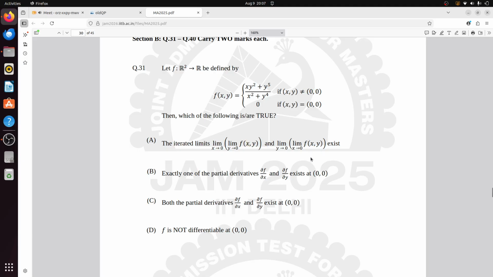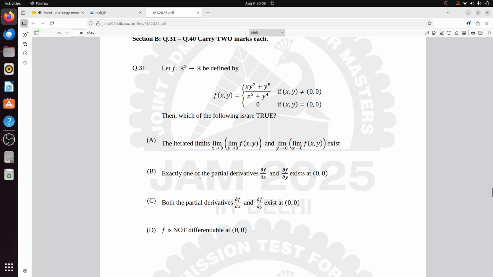For the second one, if you fix y, then you get x by x square. No, as x tends to 0 first, the expression would be y to the power 5 by y to the power 4, and then it also exists. So both the iterated limits exist, so option A is true.